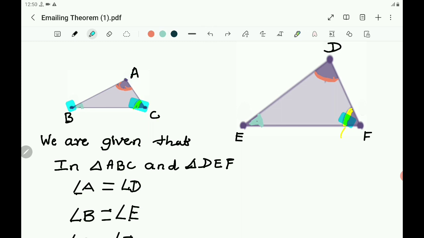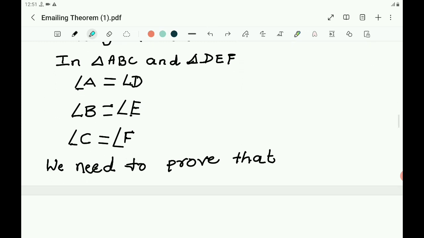They are the sides opposite to the equal angles. AB and DE are opposite to the equal angles C and F, therefore we take AB by DE. Next, BC and EF are opposite to the equal angles A and D, so we take BC by EF equals AC by DF, which are opposite to the equal angles B and E. Therefore, let us write the ratio AB by DE equals BC by EF equals AC by DF.